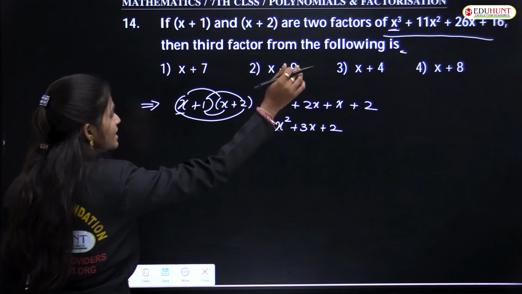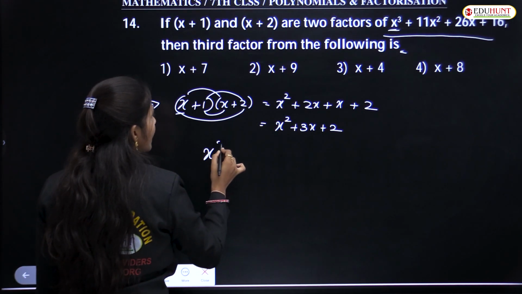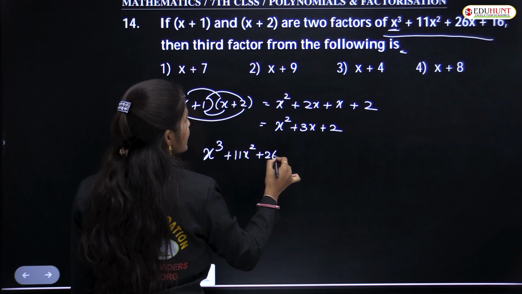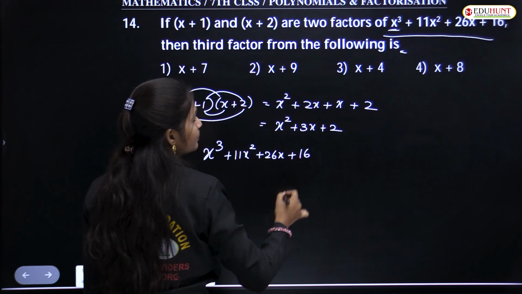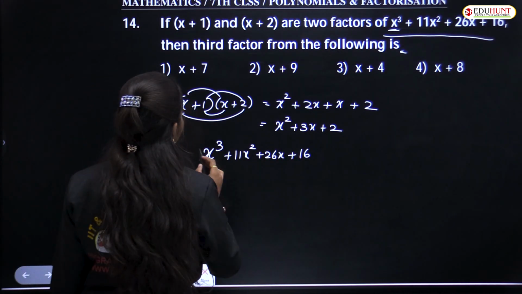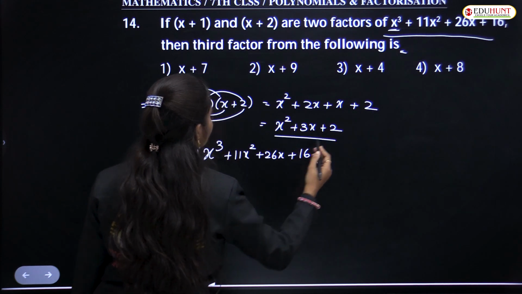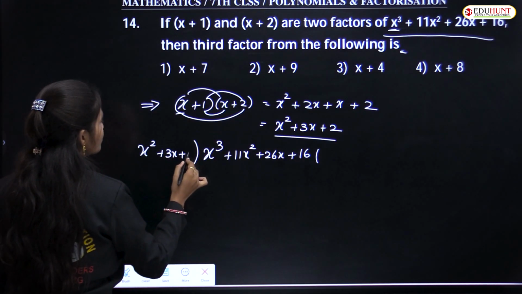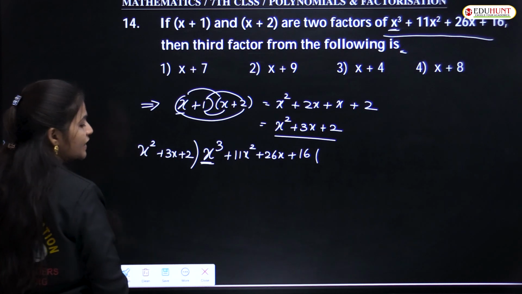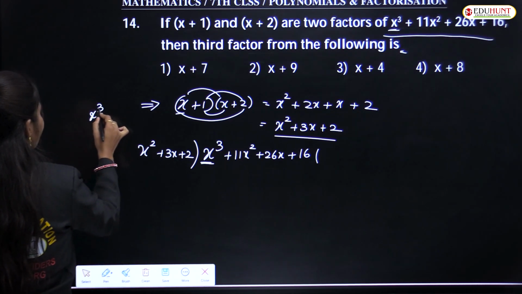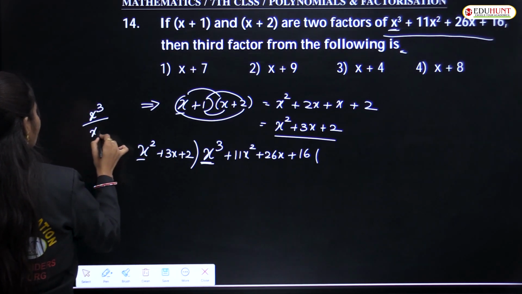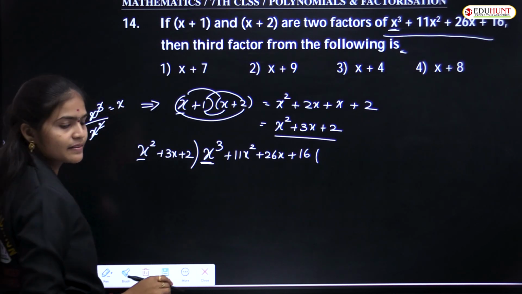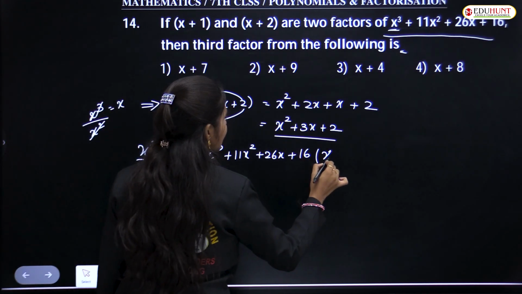Okay, so what is the given polynomial here? x cube plus 11x square plus 26x plus 16. Here this is divided by the polynomial x square plus 3x plus 2. The first term is x cube and the first term of the divisor is x square, so the leftover quotient is x. Okay, so here this is x.